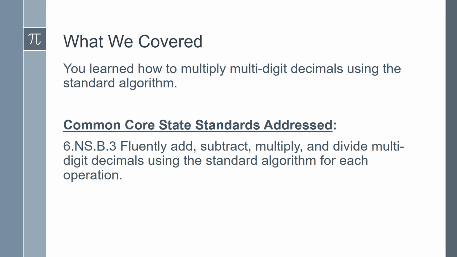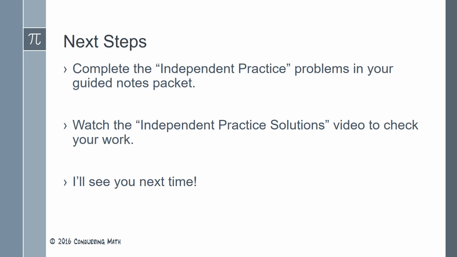Today you learned how to multiply multi-digit decimals using the standard algorithm. The Common Core State Standard today was 6.NS.B.3. Now that you are familiar with these techniques, complete the independent practice problems in your guided notes packet. Then watch the independent practice solutions video to check your work.